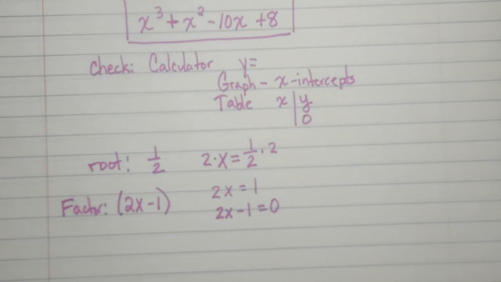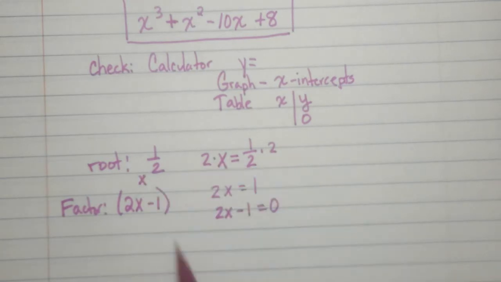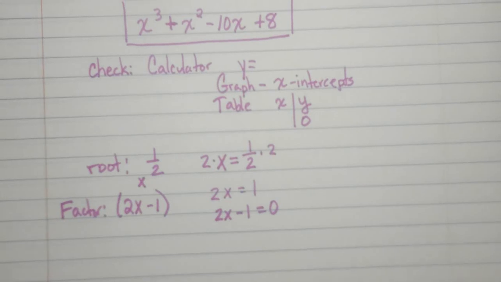So if you just remember that your root is your x value. That's literally just what we wrote down. X equals 1/2, and then we solved and set it equal to 0. All right, pause this.